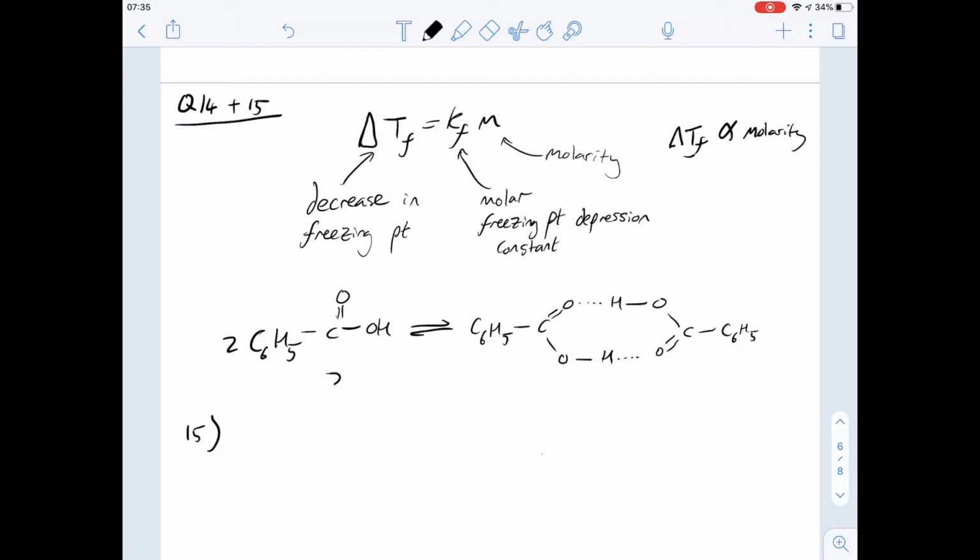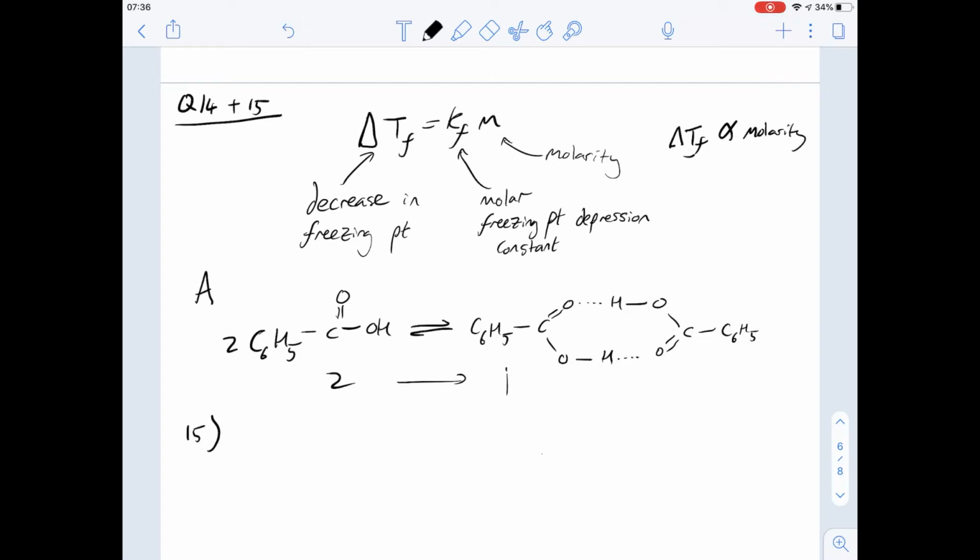Whenever we've got two molecules on this side, which then go on to form a dimer, which is made up of one molecule, whenever this association happens, we're actually halving the amount of different particular molecules that are there. So two molecules stick together to form one molecule, and so that halves the molarity. And if molarity is proportional to the freezing point depression, that means it's going to be half the theoretical value, which means the answer to number 14 is going to be A.